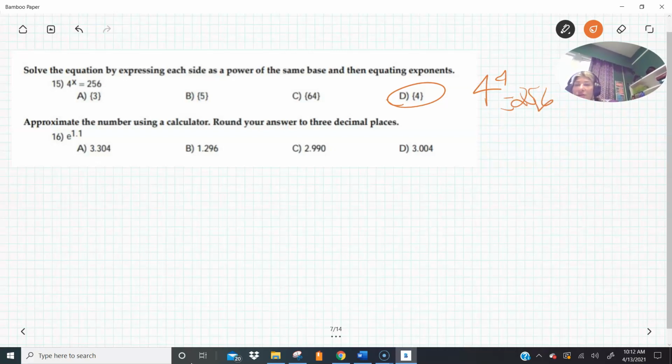This one you're using your calculator, you're using the E button and raising it to the 1.1 power. On number 16, E to the 1.1 power with your calculator should come out to be D.